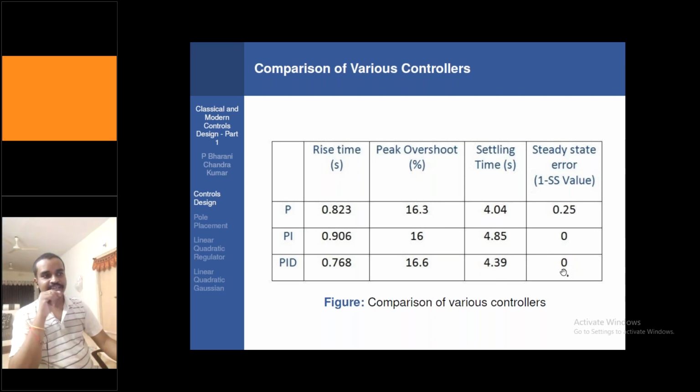So if my requirement is that I want the rise time as 0.75, then I will include this particular PID controller. If I say that my requirement is steady state error is zero, and I can have a little bit of relaxation on the rise time, then I can go for the PI controller. If I don't care about the steady state error, then I will go only with P.